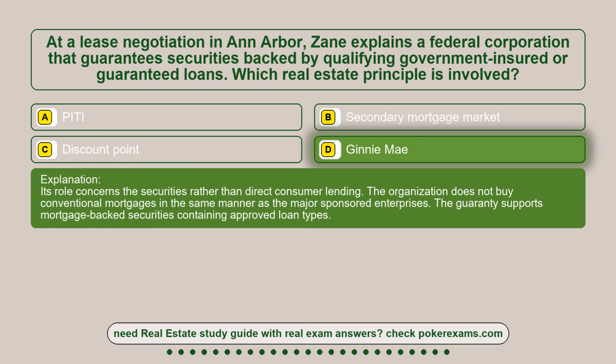Its role concerns the securities rather than direct consumer lending. The organization does not buy conventional mortgages in the same manner as the major sponsored enterprises. The guarantee supports mortgage-backed securities containing approved loan types.